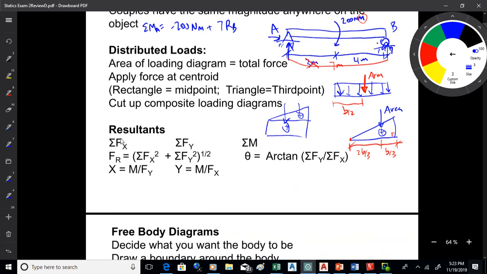Okay, resultants: sum of Fx, sum of Fy, and sum of moments are how you compute a resultant. The resultant force is the square root of the sum of the squares of the x and y forces. The angle is the arctan of sum of Fy over sum of Fx. Remember, there are 2 solutions for this arctan, so you might have to add 180 degrees to your answer. You can also find the offset distance by taking the moment divided by Fy to get x, or Fx to get y.